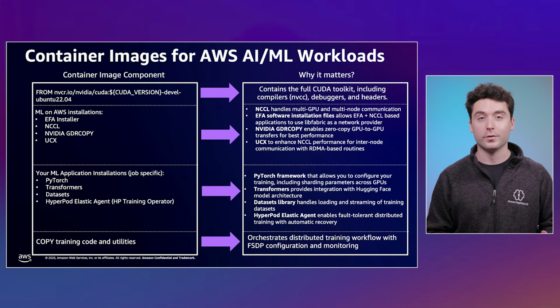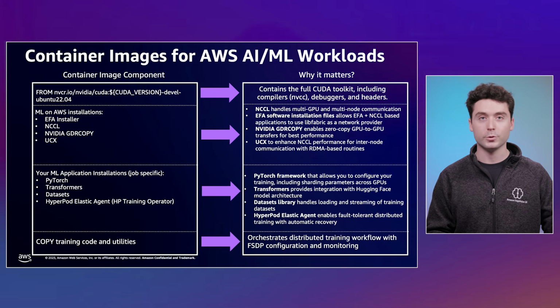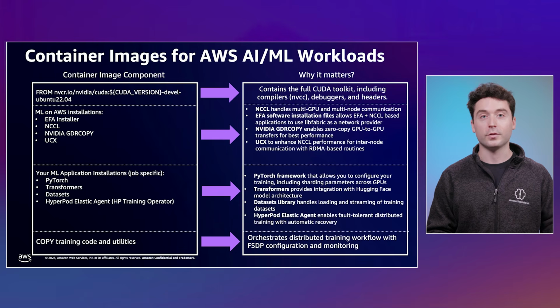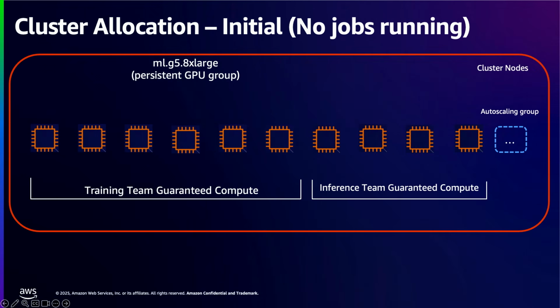Now that we have context of what's in our container image, at this point we would build and push our image to our private Elastic Container Registry, or ECR, which would host the image. But we have already done this for the time purposes of this demo, so I'll skip over this. So currently, our cluster looks like this. We have our 10 ml.g5.8xlarge instances shared between the training and inference teams with no jobs running. So let's run our training job.